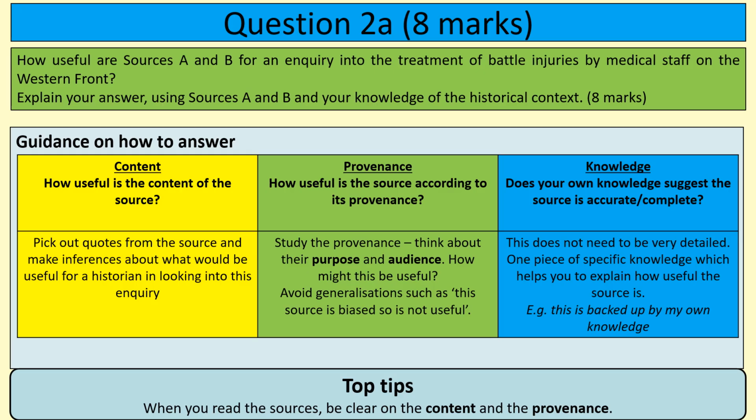Now, bearing in mind, you have to look at 2 sources. So in effect, each source is kind of worth 4 marks each. You don't need to write absolutely loads for this, but what you do need to make sure is that within your answer that you are addressing these 3 different aspects of the question: content, provenance, knowledge. And that's really, really good guidance in terms of how to approach this question. So let's look at how we actually might answer this question.